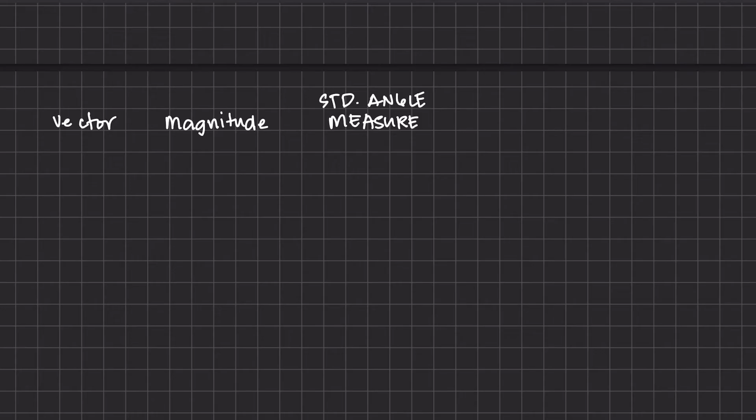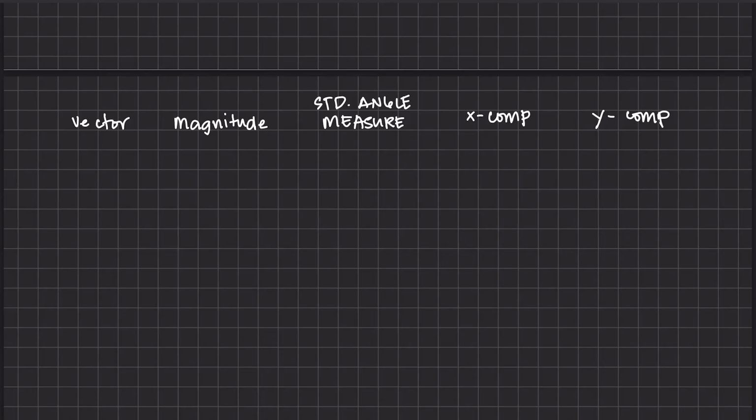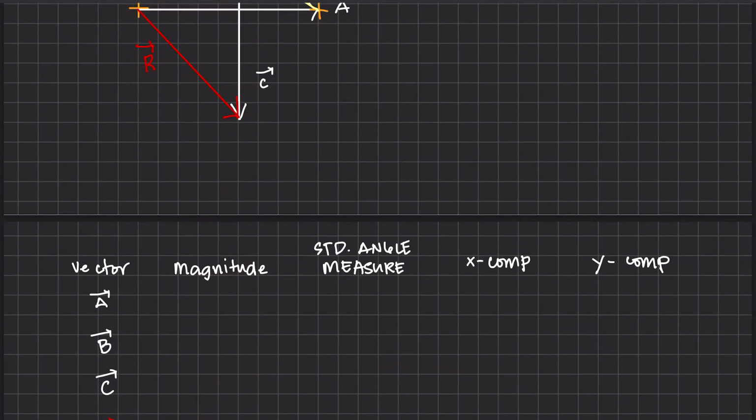And then I have the X component. And then the Y component. So I have vector A, B, C. And then my resultant vector R. So magnitude of vector A is 10 kilometers. Magnitude of B, 5 kilometers. Magnitude of C is 15 kilometers.